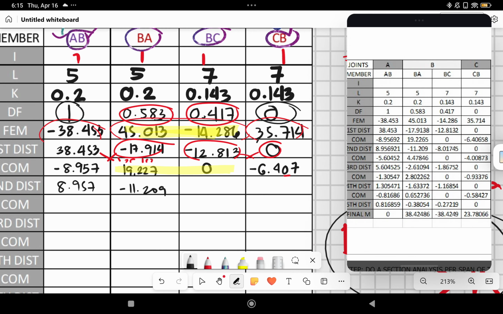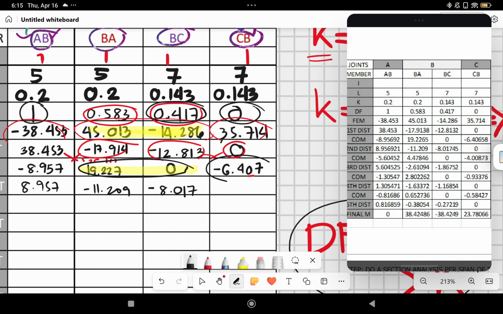And then, ganun din naman, ulitin natin. I-add mo itong dalawa kasi nag-occur sila sa joint B. Mag-multiply ka ng negative, tapos multiply mo sa distribution factor. Makuha mo sagot is negative 8.017. Okay? Ito lang naman yung nag-occur sa joint C. Kailangan natin siyang distribute. So, negative times negative 6.407 times the distribution factor na 0. So, magiging 0 lang yun.